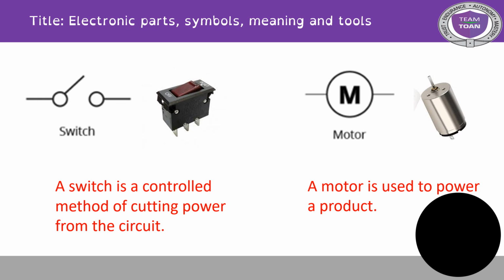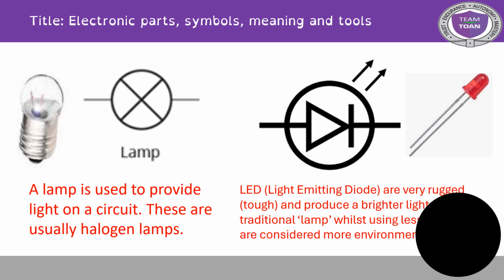A switch is a control method of cutting power from the circuit. Please take note of the symbols as well. And a motor, a big M in the middle, a motor is used to power a product. Lamp and LED, or a light emitting diode. So look at the symbol for a lamp. You've got a big X there. A lamp is used to provide light on a circuit. These are usually halogen lamps.